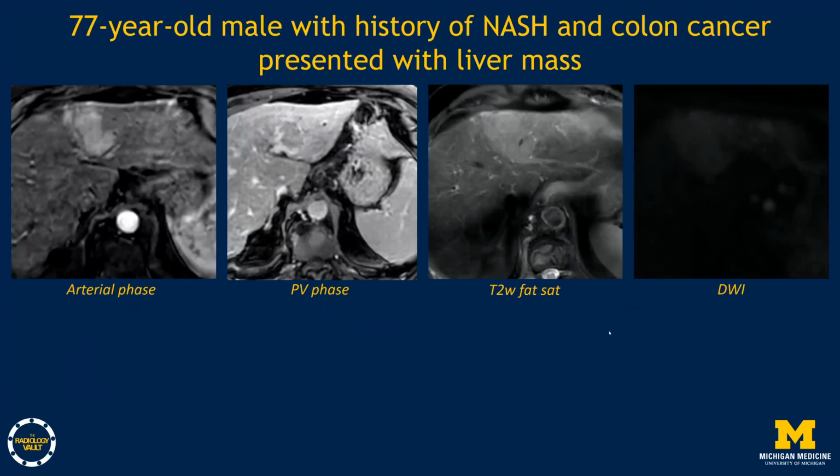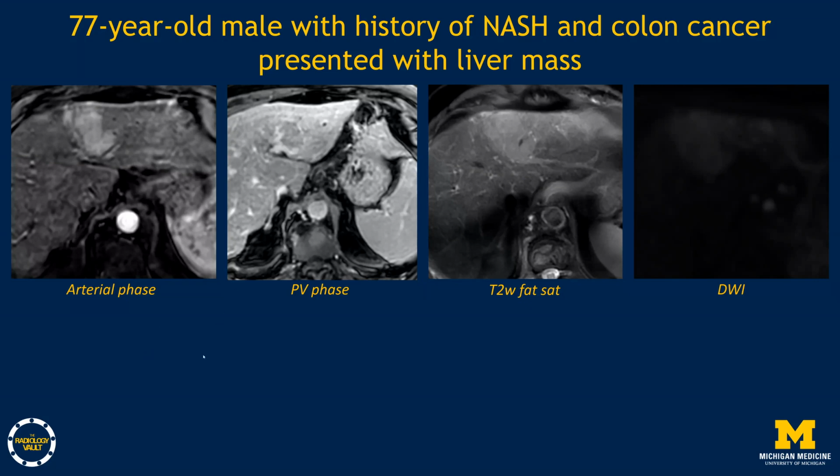Here we have a sad case. History of NASH and colon cancer, presented with a liver mass. You can see here there is a large area of arterial phase hyperenhancement with washout. There is T2 signal and diffusion restriction here.